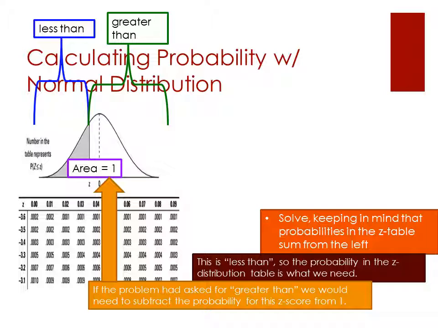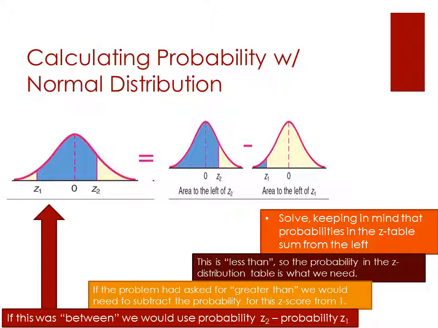But remember, the z-table will not calculate that. So what you have to do is take your area of 1, which is your full area, and subtract out the area from the left, the area for your less than value, to get your greater than value, just as we did before. And lastly, if this was solving for a between problem, we would use our probability of z2 minus the probability of z1, just like we did before. So again, each of these steps is exactly the same as when we were working with the standard normal distribution.